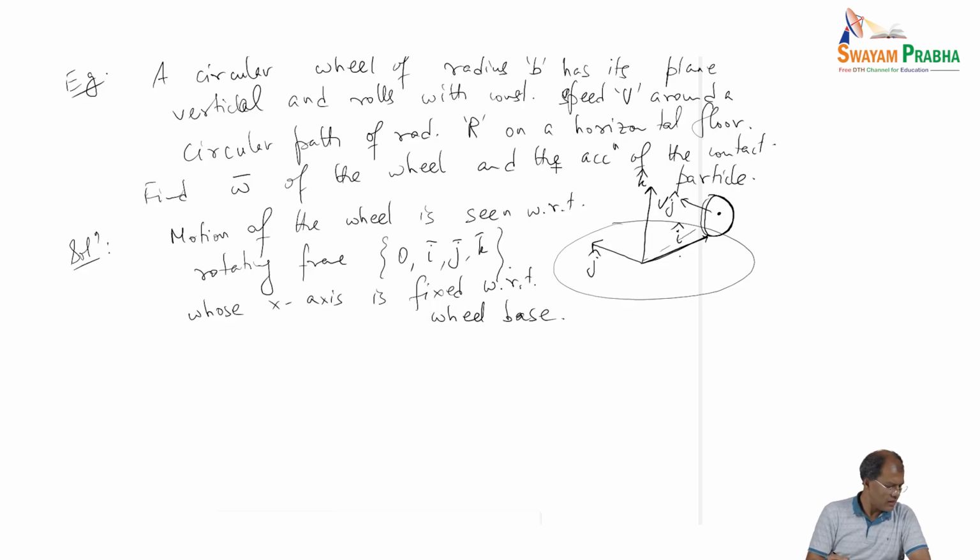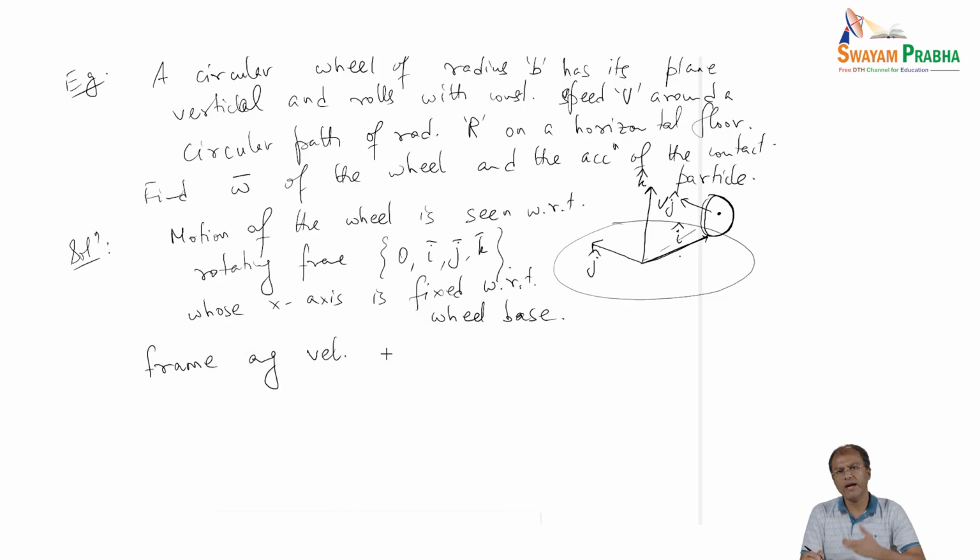Okay, so then in this, first we have to figure out the angular velocity of the frame. The frame itself is rotating, right? So what is the frame angular velocity? And then once we find this angular velocity, we can use our general result for the existence of angular velocity to find the angular velocity of the wheel in some fixed frame, right? So let us see what is the frame angular velocity.